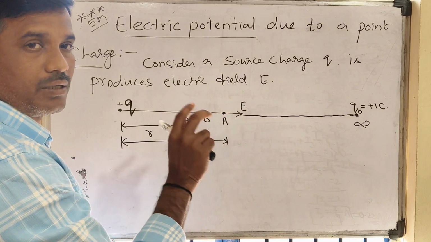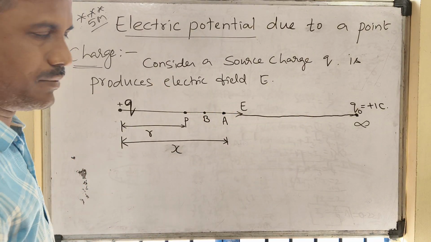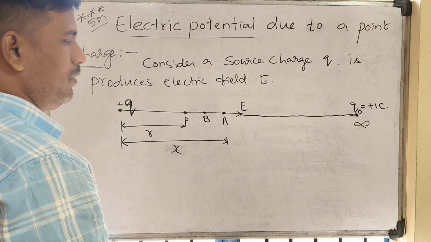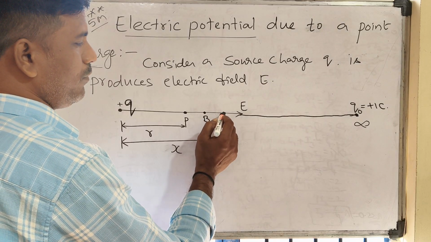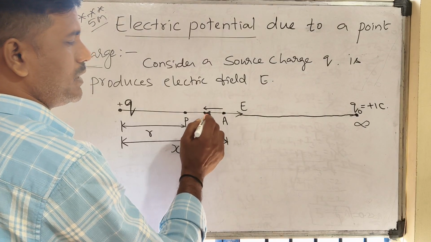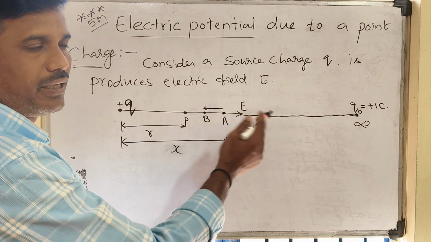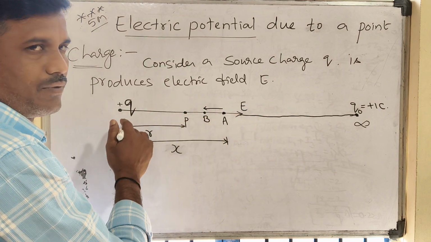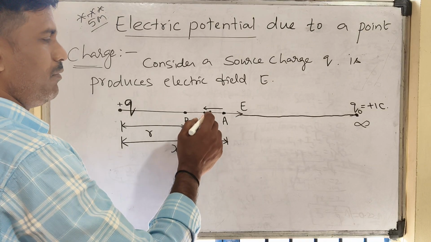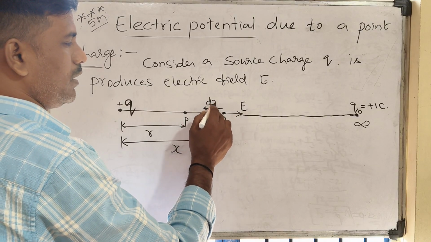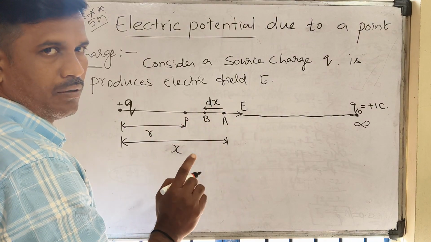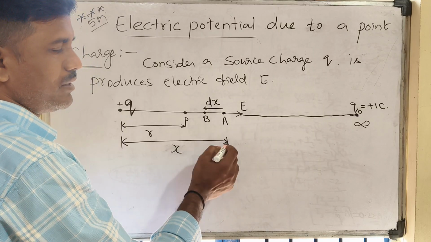Now here the opposition force will start. That's why it is only possible to move from A to B. Why? Because the opposition force increases with decreasing distance from the charge. So that's why we did a small work done, that is dx. Are you clear? So what is the distance x?